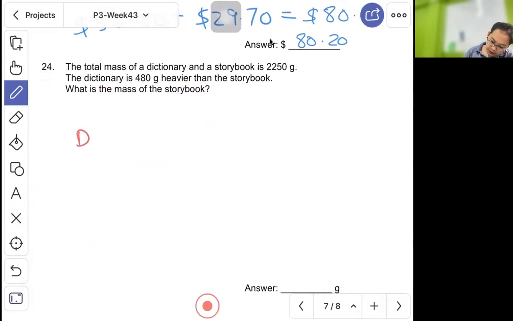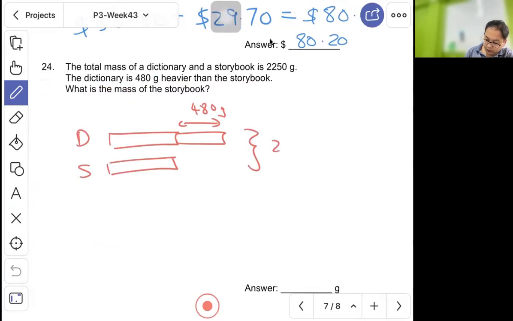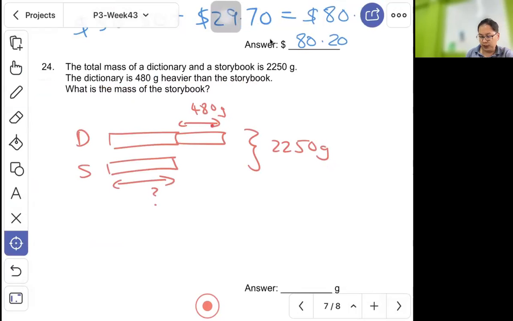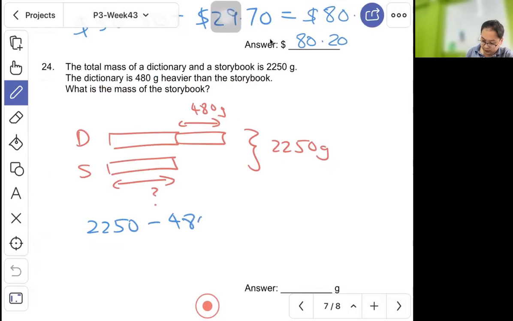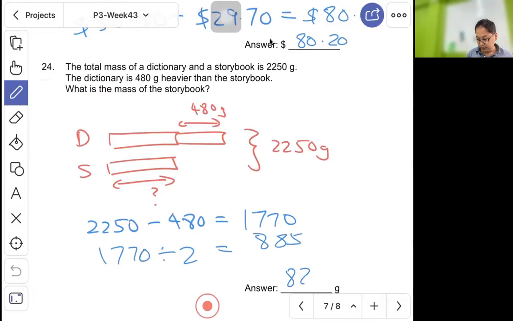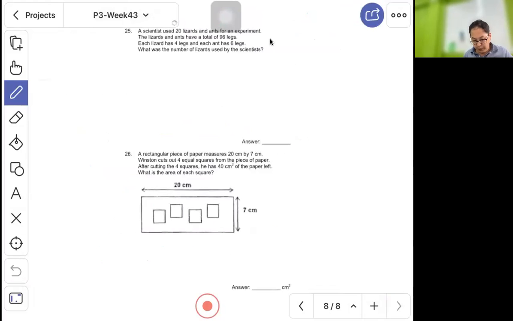So here is the dictionary, 480 grams more than the storybook. Total 2,050. So they ask for the storybook. So what you can do is first take 2,250 minus 480. After you minus 480, you divide by 2. So your storybook will be 885.